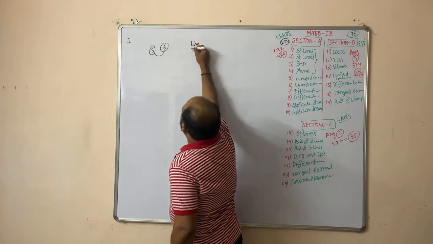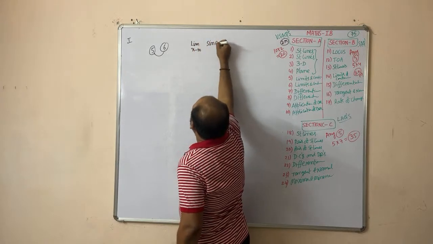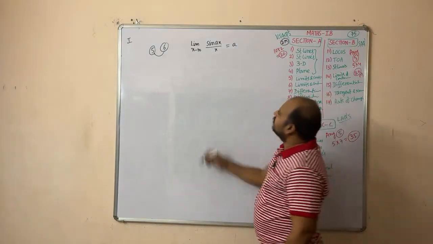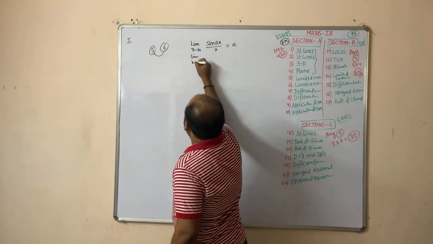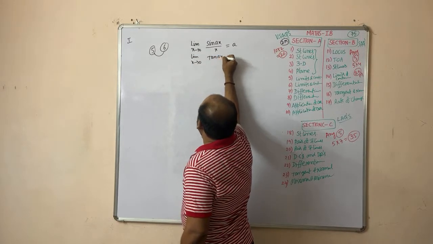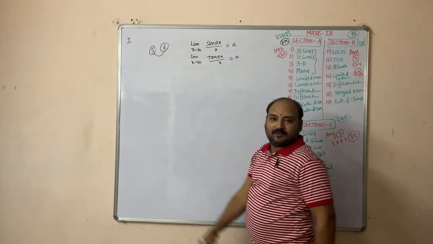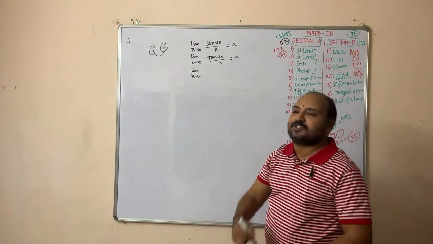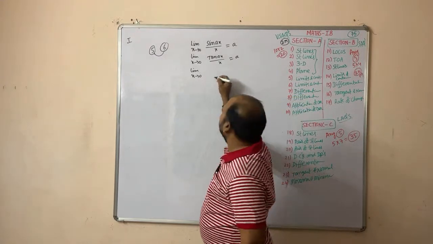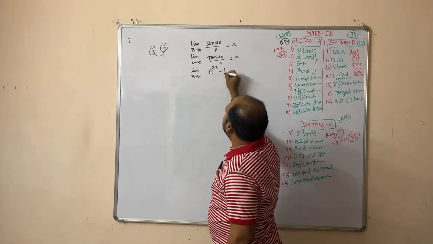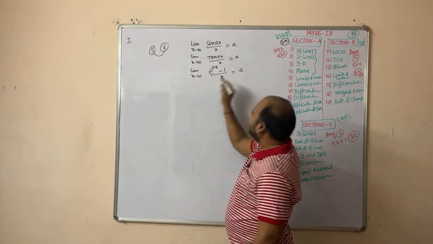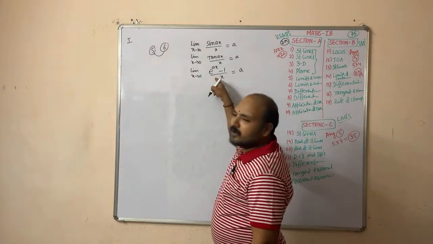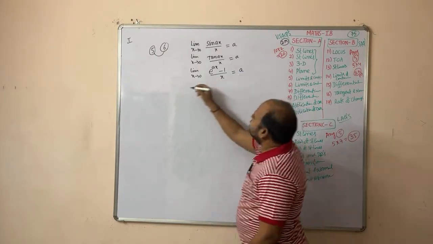Limit x tends to 0, sin ax by x is equal to a, based on this formula. Limit x tends to 0, tan ax by ax, that is equal to a. Whatever formulas I am writing, based on these formulas we have the questions. Limit x tends to 0, e power ax minus 1 divided by x is equal to a. Whatever the x coefficient is, that only answer will come. This formula is used a number of times. Directly they ask the questions.